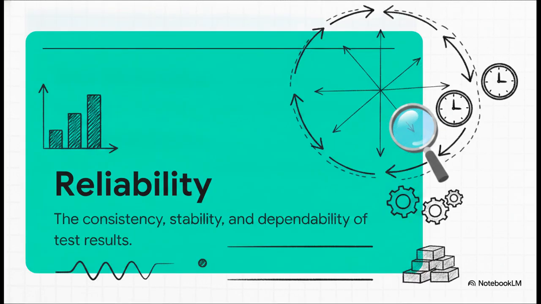The second pillar is reliability. This one is all about the consistency, stability, and dependability of the results. A reliable test has to yield the same or highly similar results every single time it measures the exact same thing under the exact same conditions. Think about it. If a test tells you you're highly extroverted on Tuesday, but then says you're highly introverted on Wednesday under the exact same conditions, that test lacks reliability. It's just an unstable tool.